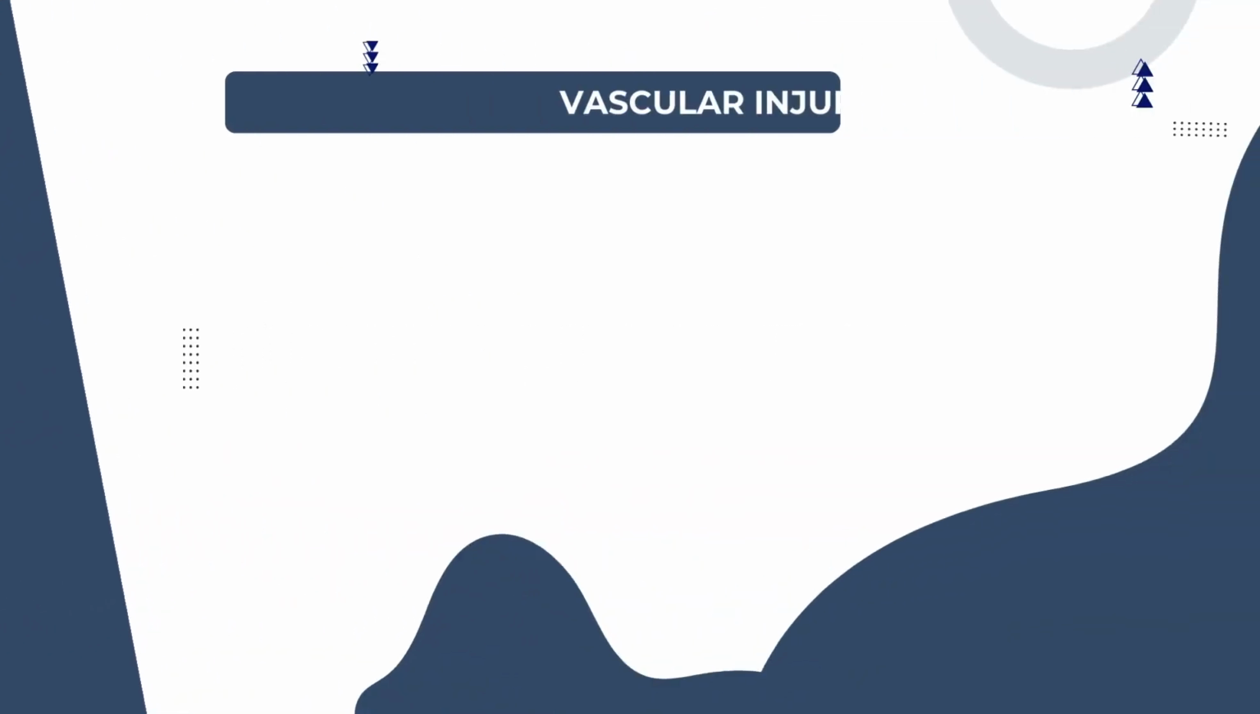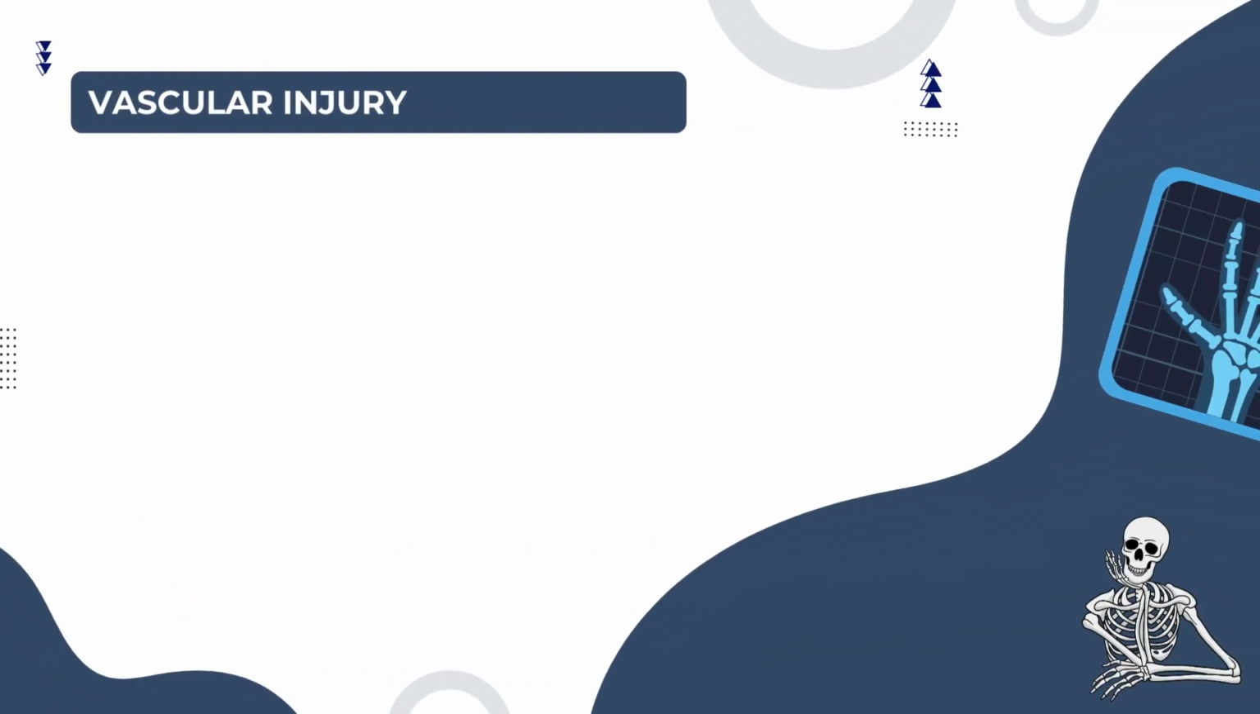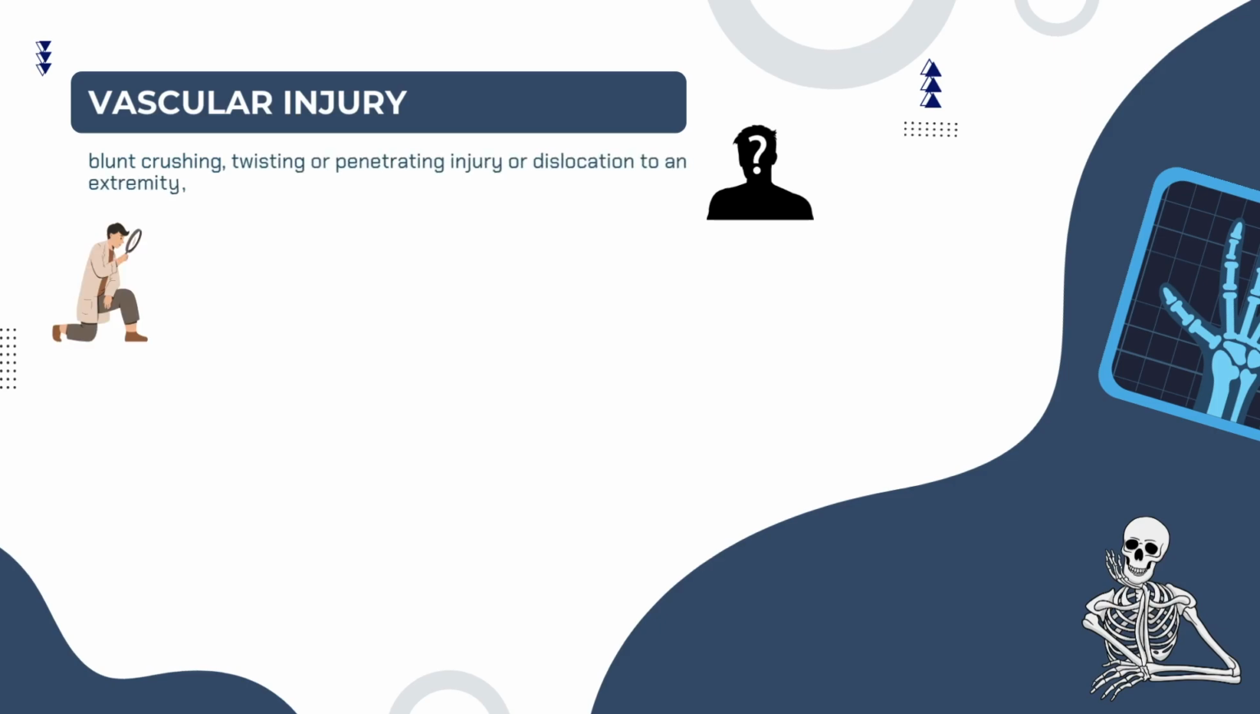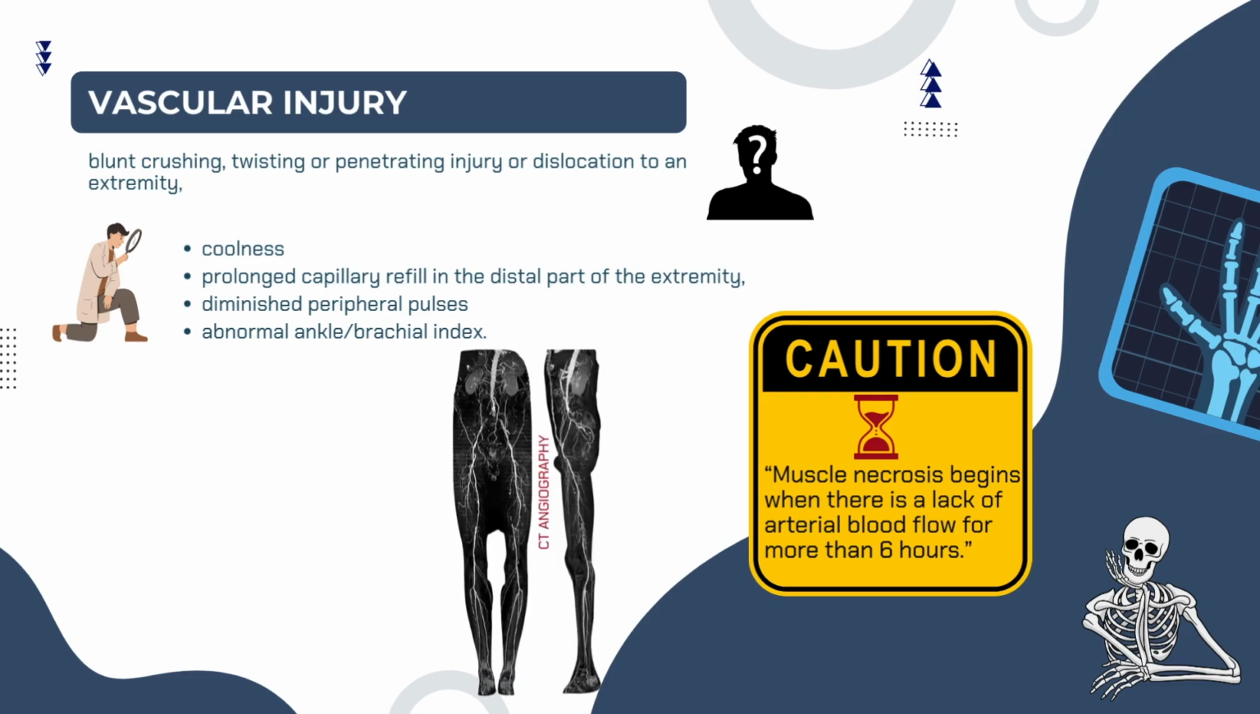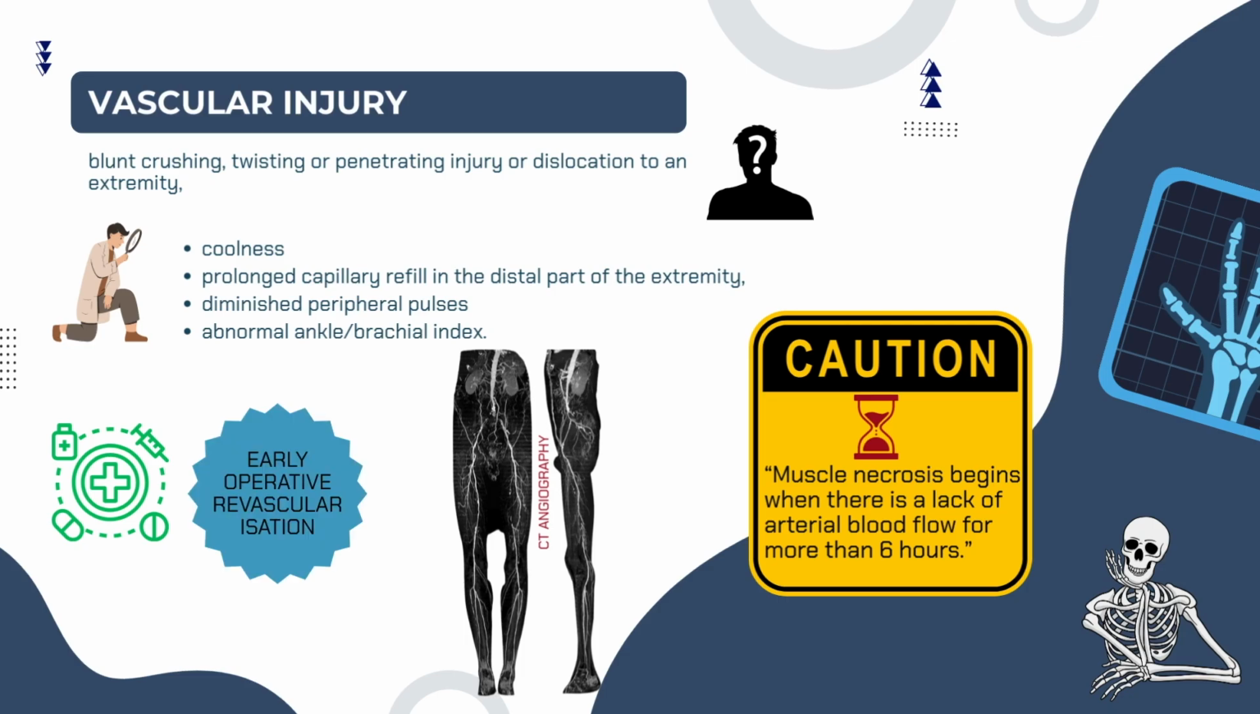Another complication is vascular injury. Blunt, crushing, twisting or penetrating injury or dislocation in an extremity can cause vascular injuries. A cool extremity with prolonged capillary refill time in the distal part of the extremity, diminished peripheral pulsations and abnormal ankle brachial index are the signs of vascular injury. Caution, muscle necrosis begins when there is a lack of arterial blood flow for more than 6 hours. So, these are time dependent conditions. CT angiography is the diagnostic modality of choice and early operative revascularization is the treatment.